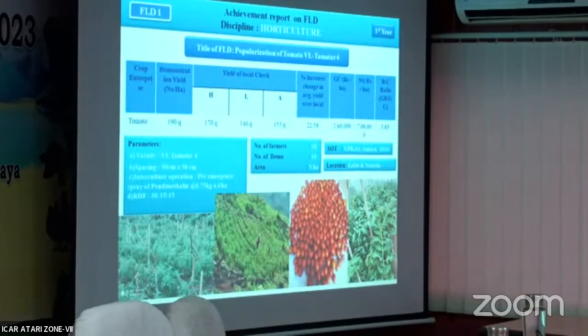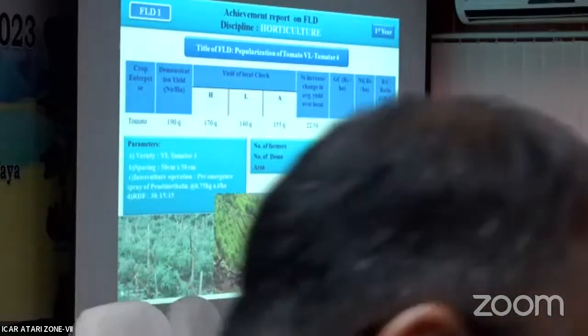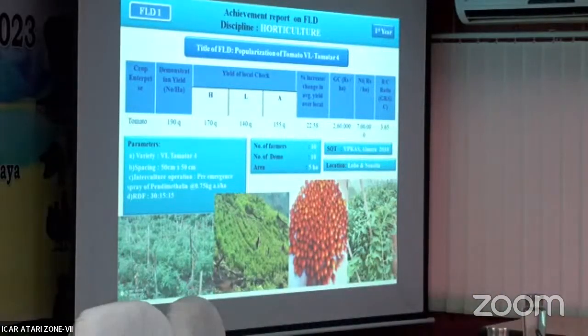The next one is popularization of tomato BL Tamata form. This one also, the people really appreciate this tomato variety and it is spreading to more areas.